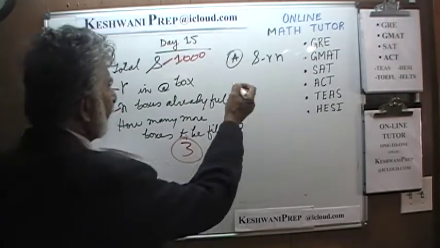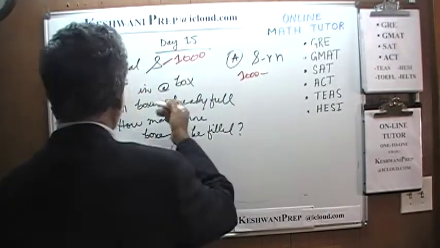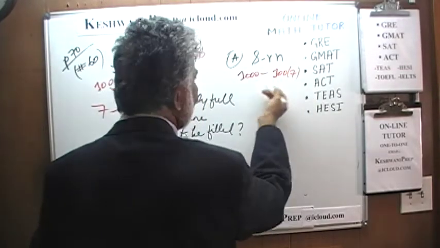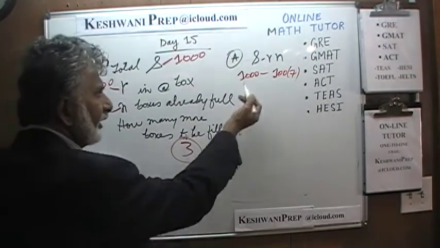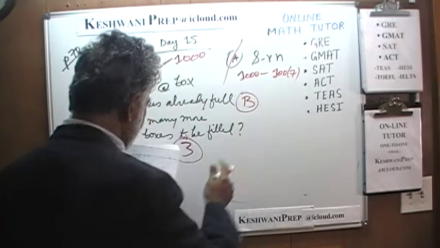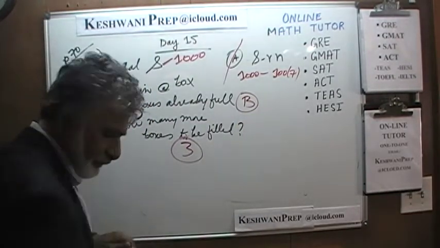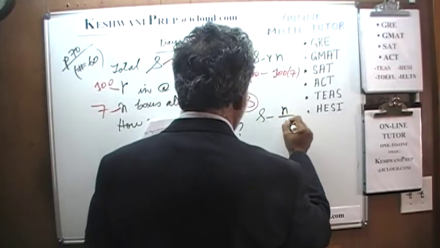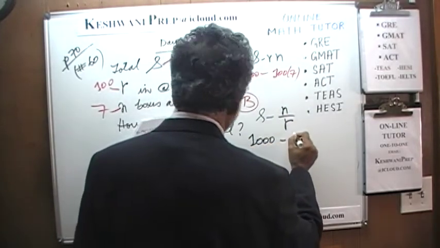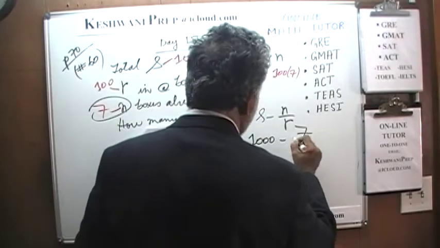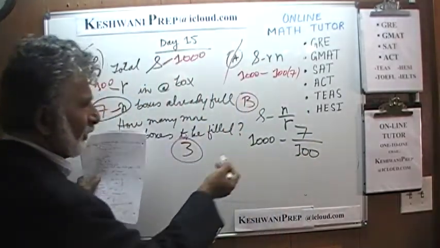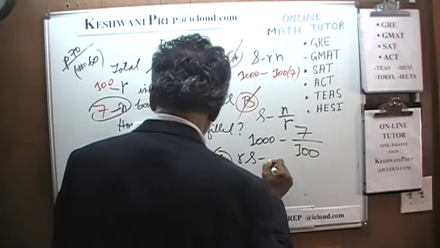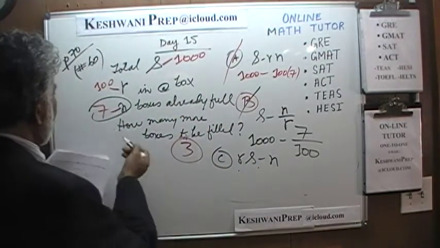Let's begin. S is 1,000 minus R and N, 100 times 7. That's not going to give us 300. That's not going to give us 3. We're looking for 3. That is not the answer. Answer choice D. Let me change the color. If I keep writing with red, it's very difficult to erase. Answer choice B says S minus N over R. S is 1,000 minus N, N was 7. There you go. 7 over R is not going to work. You can stop right there. That's not going to give us 3. Answer is not B. C says R times S minus N. R times S is going to be, as you can see, N is only 7.